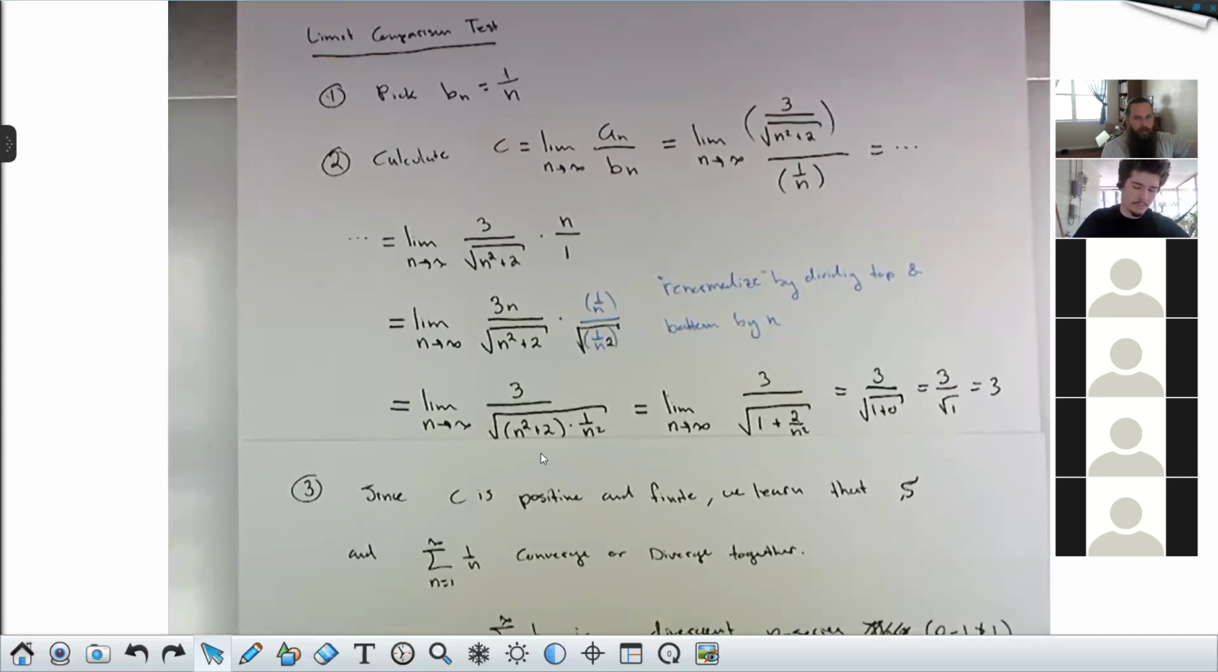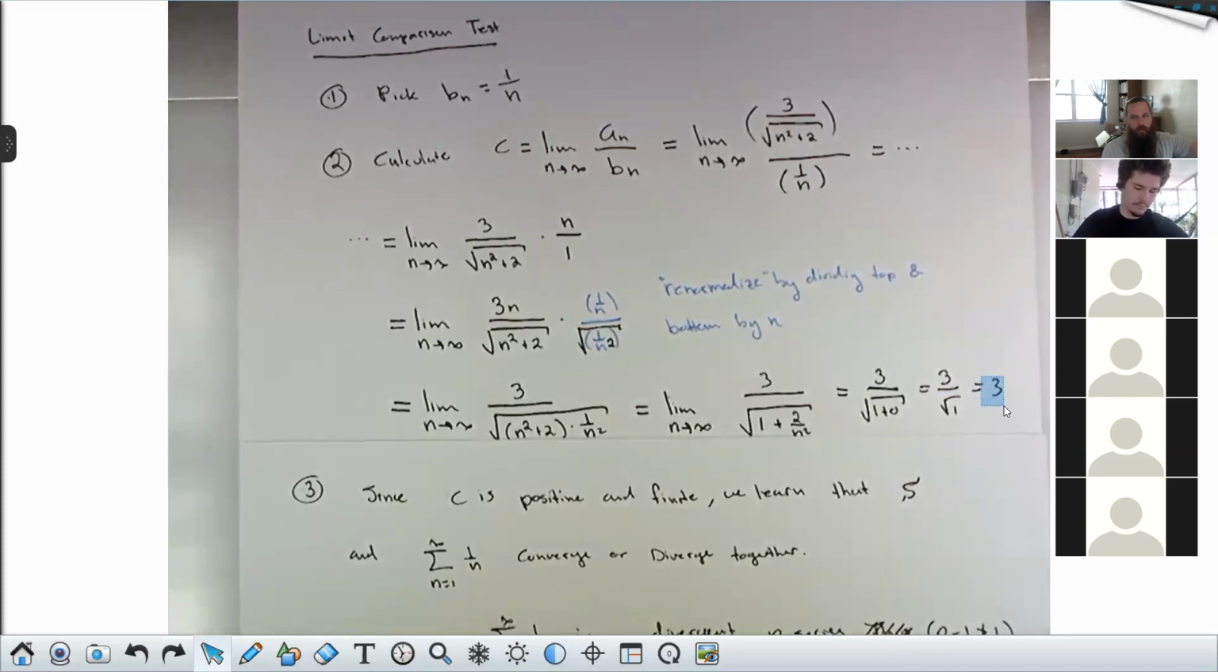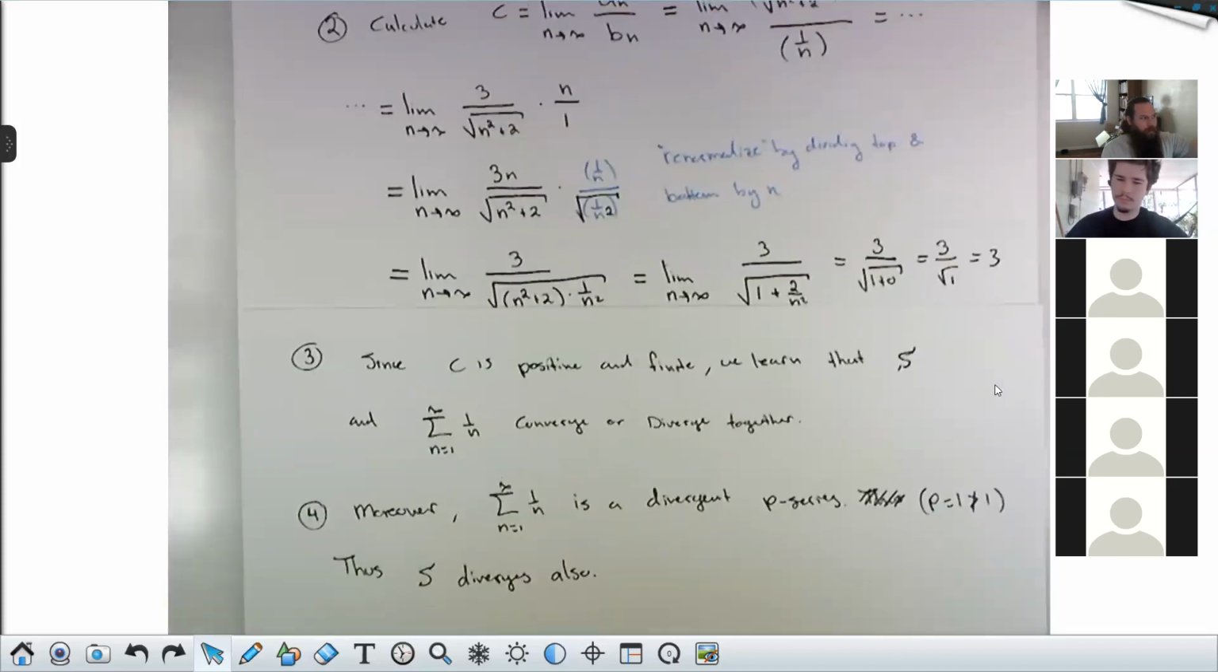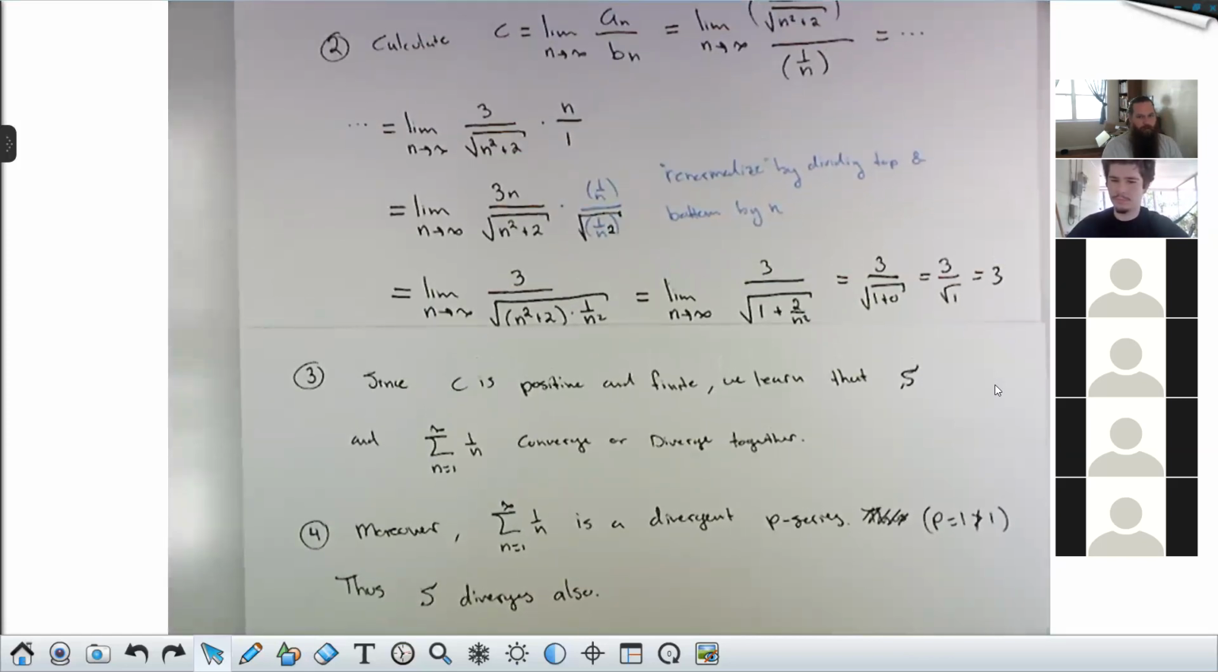And from there, we calculate the limit. If this limit comes out to 0 or infinity, then we're boned. We got to go back and start over with a different BN. But if this limit comes out to a positive, namely non-zero number that is also finite, less than infinity, then we can say, okay, since C is positive and finite, these two series, sigma AN, my series S, and sigma BN, sigma 1 over n, do the same thing. They converge or diverge together.